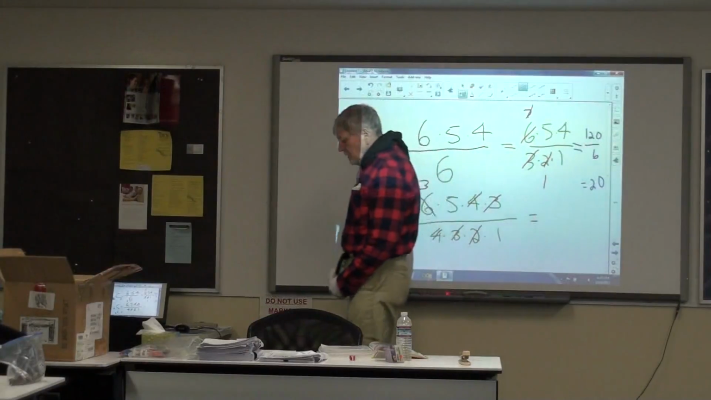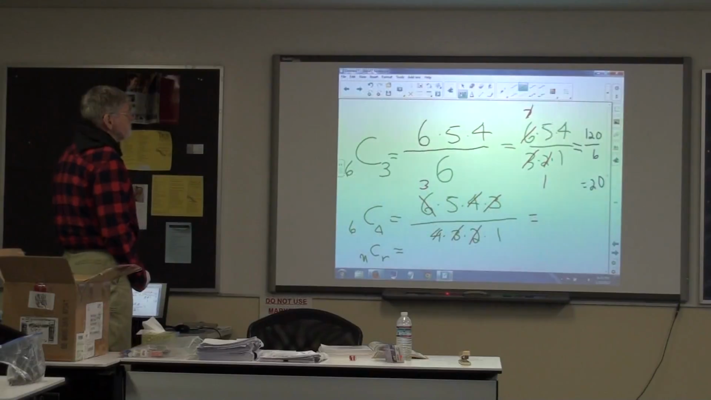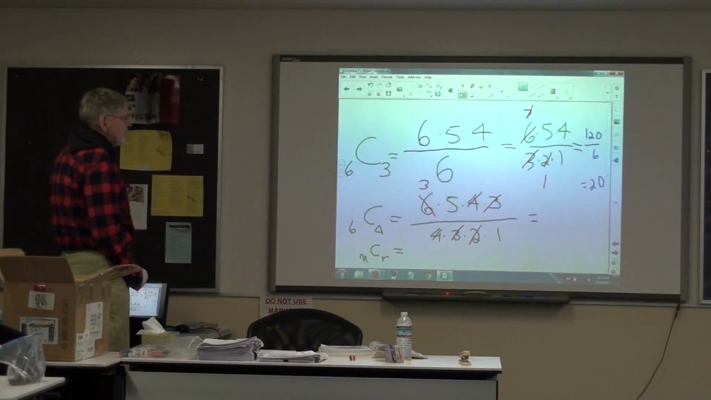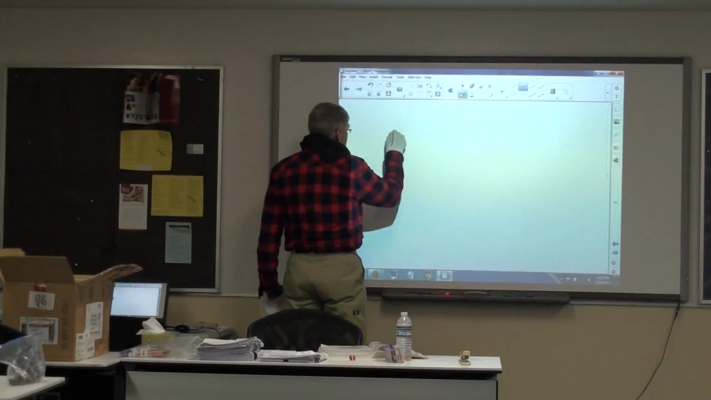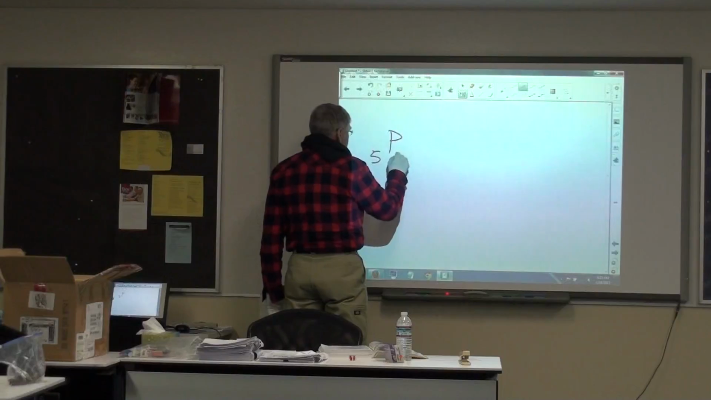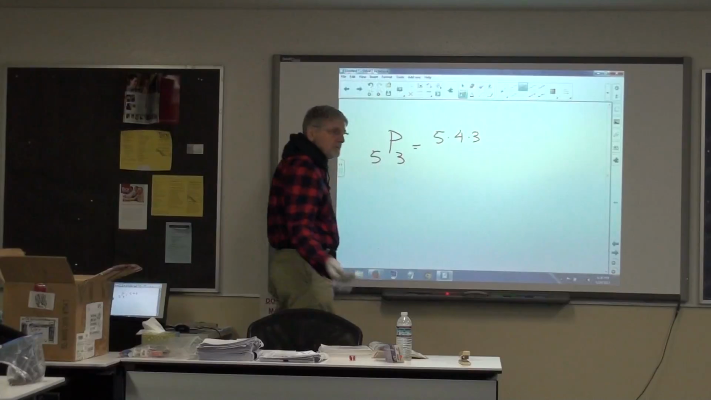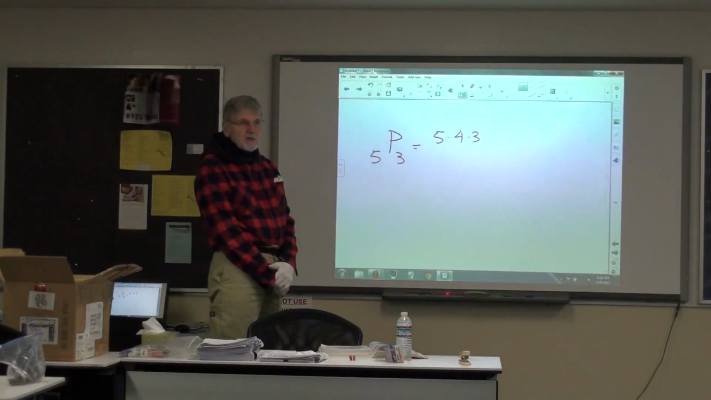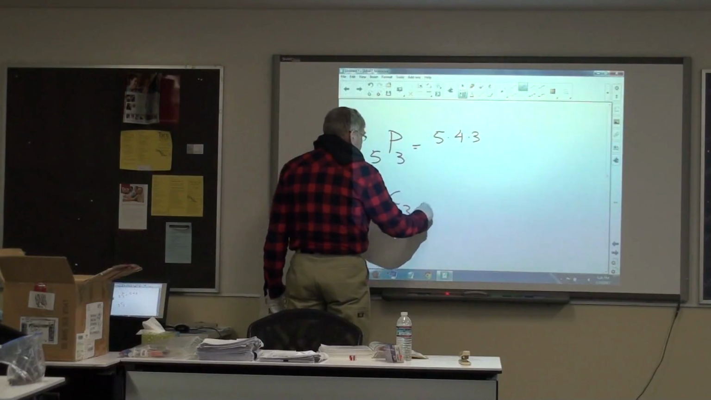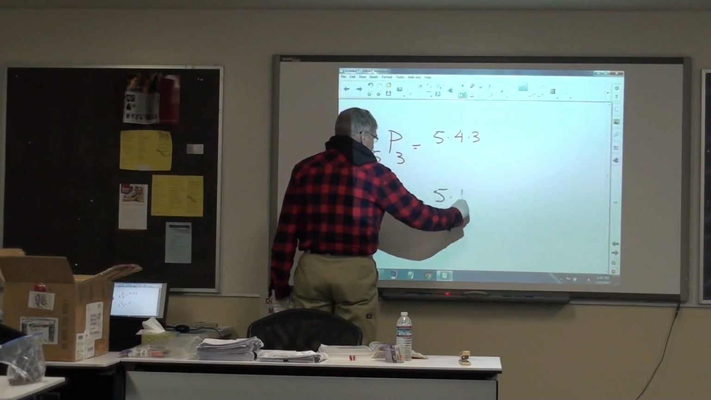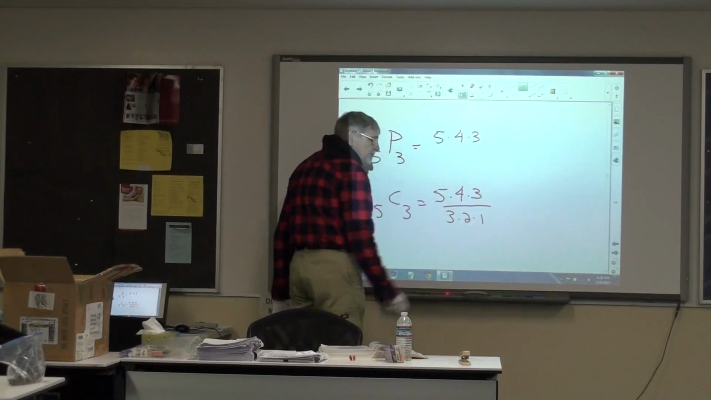So now we have achieved a logical understanding of what we mean by a permutation and what we mean by a combination. So let's review. A permutation of 5 things, 3 at a time: we're going to start with 5 and we're going to write 3 numbers. That's how we calculate it. A combination of 5 things, 3 at a time: we're going to do the same thing as a permutation. We start with 5, write 3 numbers, and then at the bottom we start with 3 and go down to 1.